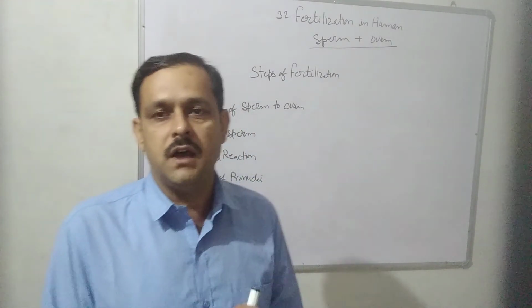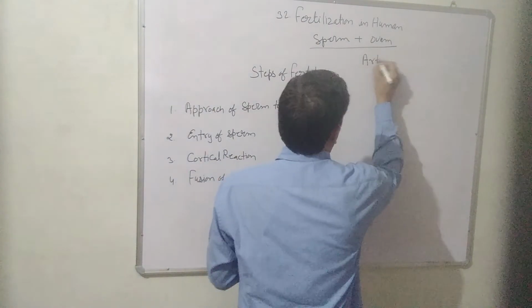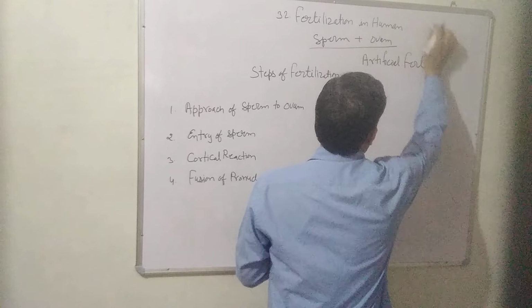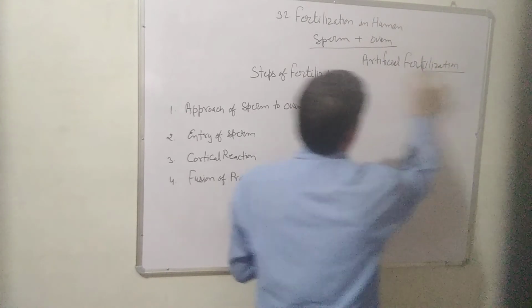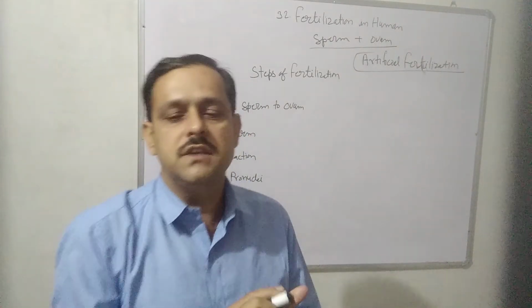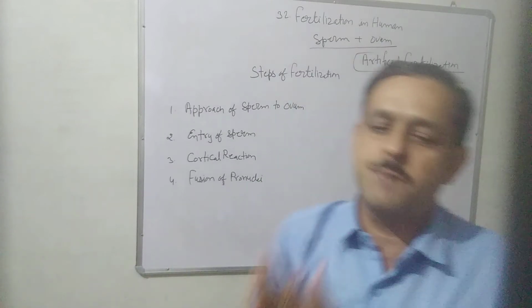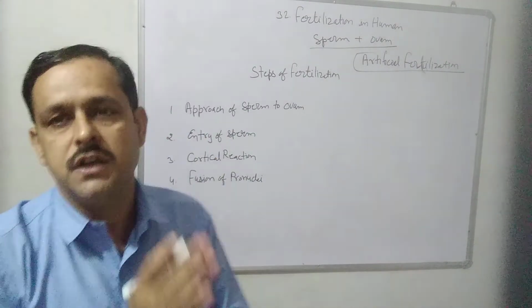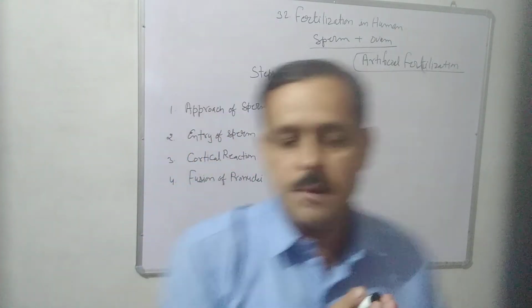Another term is also present there. What is artificial fertilization? This technique is used in livestock. When the process of liberation of sperm by the male in the body of the female for fertilization is done artificially, it is called artificial fertilization or insemination.